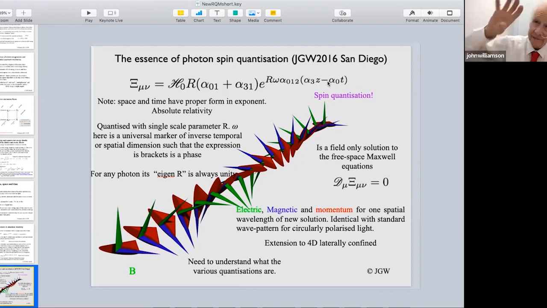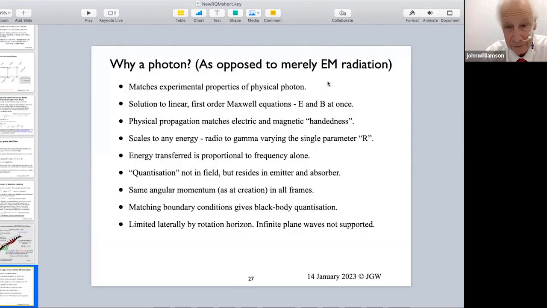But not only that, every element of this, so the photon field distribution, is such that everything's rotating about every point in space. There's a falling exponential envelope on that. The thing is laterally confined. This is a photon which is quantized, laterally confined along the line from emitter to absorber. So the thing looks like a photon because, as opposed to merely EM radiation, it matches the experimental properties of the physical photon. E is perpendicular to B, and it's quantized.